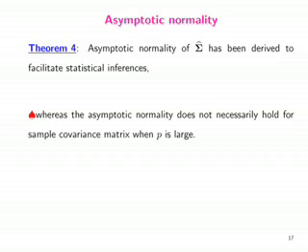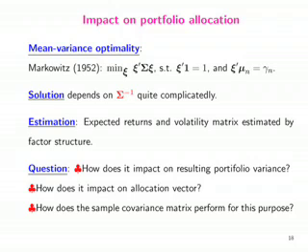Certainly, we could talk about asymptotic normality, which is quite complicated, so let me not talk about this. Now let's talk about impact on portfolio allocations. So this is the Markowitz problem.